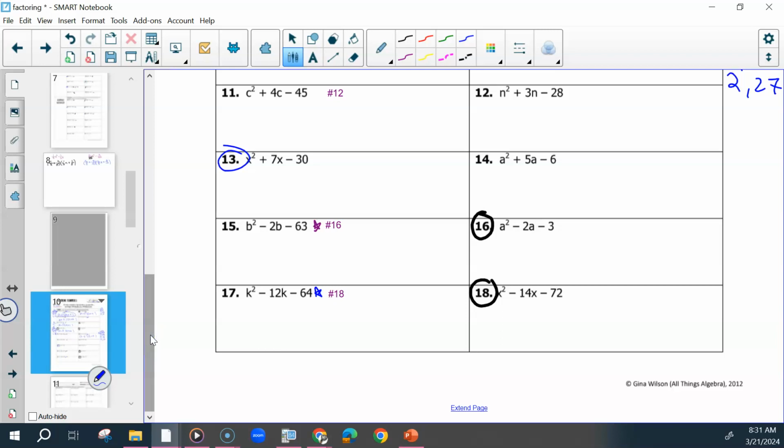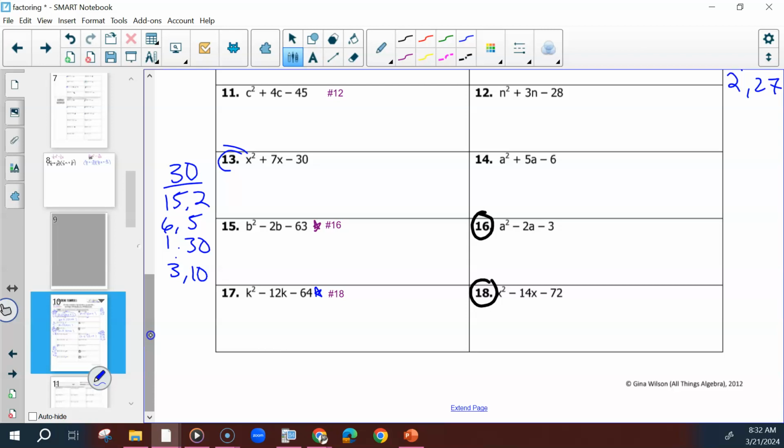Okay, in number 13, find factors of 30. 6 and 5. Okay, 15 and 2, 6 and 5. What else? 1 and 30. 3 and 10. 1, 2, 3, 4 doesn't work. 5 we have, and then 6. Okay, I think that's it.